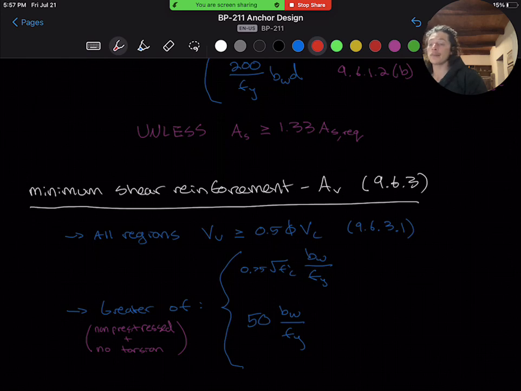Next, we'll find our minimum values from table 9.6.3.3 for non-prestressed reinforcement with no significant torsion. So that's the greater of these two values, 0.75 square root of F prime C BW over Fy or 50 BW over Fy.